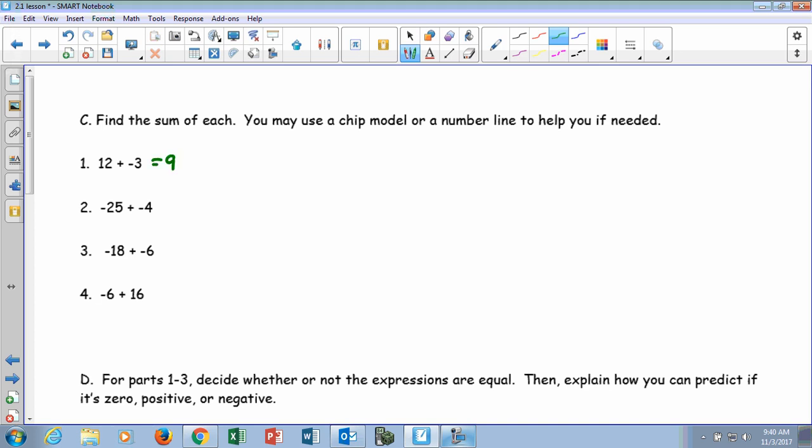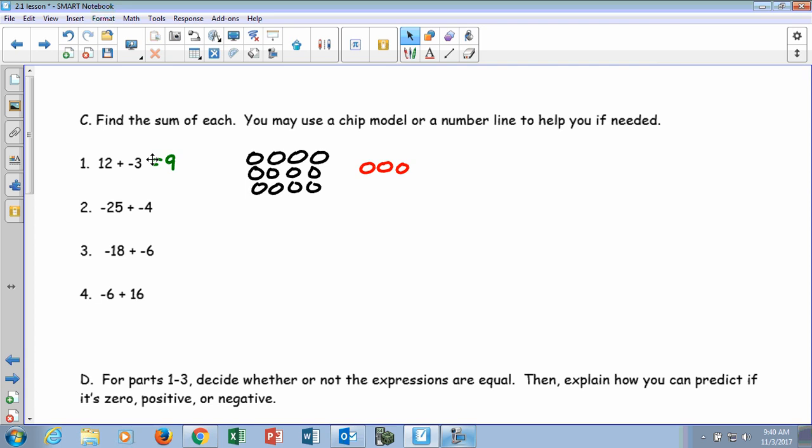9, right? Because if you did it with a chip model, right, you'd have 12 black chips, right? And then 3 red, right? And there's basically 3 pairs that cancel out, right? The 3 black and the 3 red kind of cancel each other out, right? Leaving us with 9 black chips. All right, what about number 2? What'd you get for number 2?